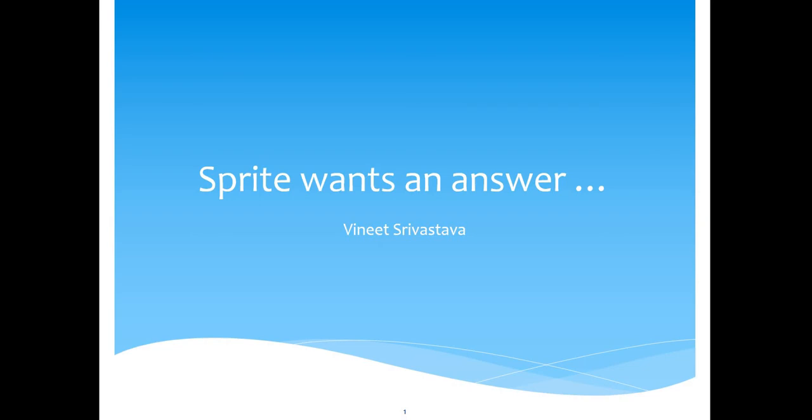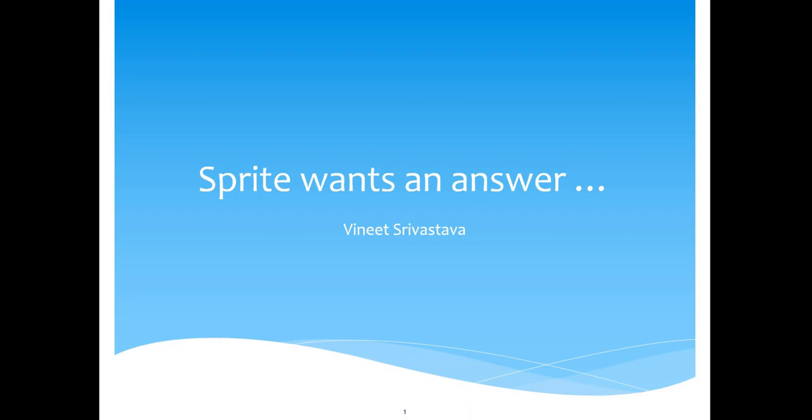For the first three videos, we have seen how we can get Sprite to do basic stuff. For example, to change its costume, to change the backdrop, to make some elementary dialogues, even to move around. Today, we are going to change gears a little bit and have Sprite ask us questions. And hence, the name of this video is Sprite Wants an Answer.